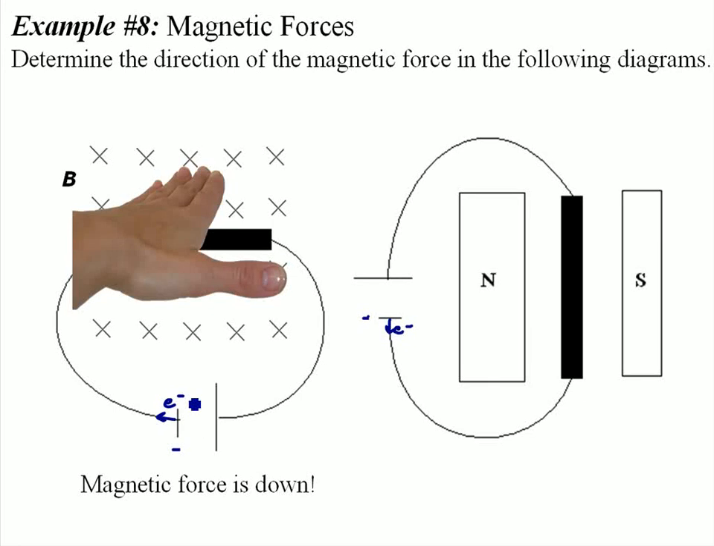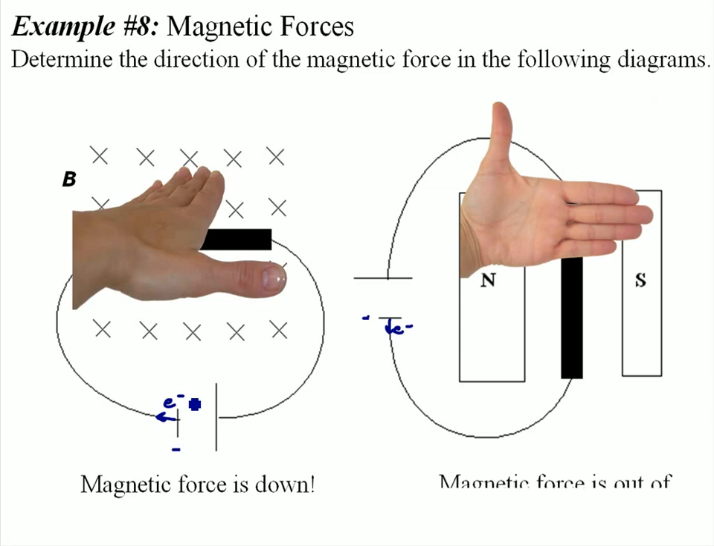Fingers in the direction of the magnetic field. Thumb in the direction of the current or velocity of the charged particle. Palm is the direction of the force. Apply that same rule to the example on the right, and again your current is going from bottom to the top, so your thumb is pointing to the top of the page. Your fingers go from north to south, so your magnetic force should now be coming out of the page in this case.